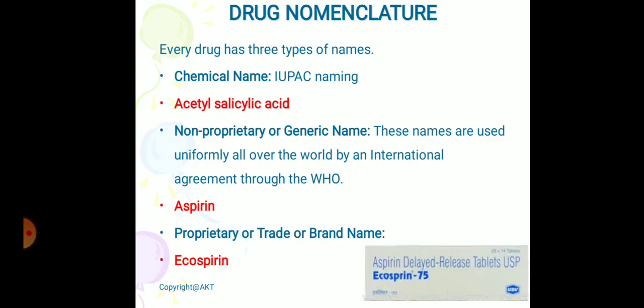The drug nomenclature, or what is the difference between a generic name and a brand name. So generic name definition is already given there. Brand name means the name which is given by the manufacturer for the drug.